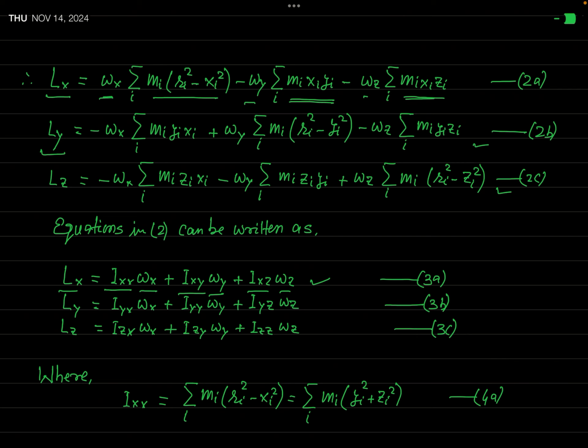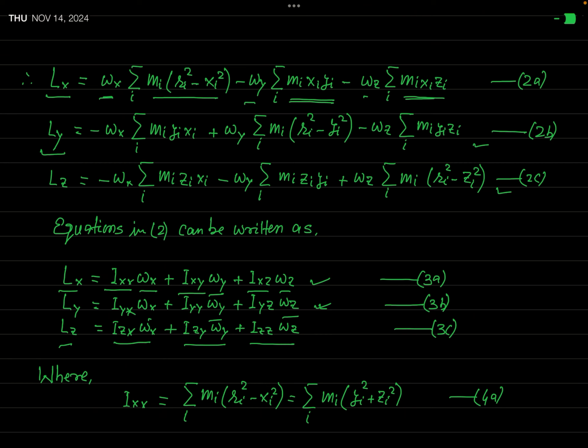Similarly, the expressions for L_y and L_z have been written here. You can see L_y is written as I_yx omega x plus I_yy times omega y plus I_yz times omega z. L_z is written as I_zx times omega x plus I_zy times omega y plus I_zz times omega z.